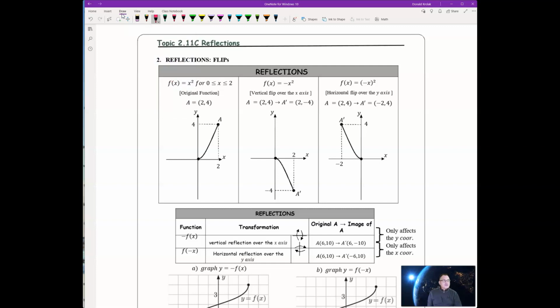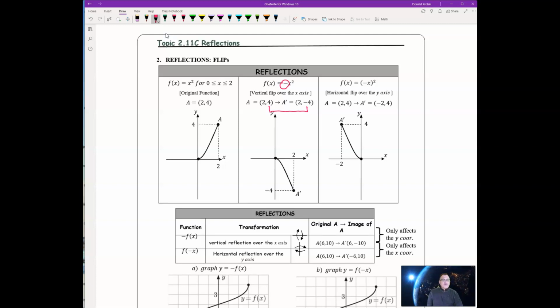So if this is our original function here, and I flip it over the x-axis here, what I'm doing would be considered a vertical reflection. And if you look where the negative is, it's outside the function. Anything that's outside the function is always going to be dealing with something that has to do with a vertical aspect of the graph. In this case, the vertical flip. All we're doing is we're taking the y-coordinate and we're multiplying it by -1.